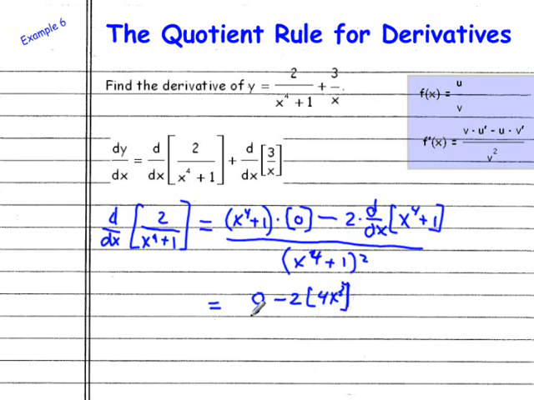That is all over x to the 4th plus 1 being squared. And then we see, of course, that results in just a negative 8 x to the 3rd over the binomial x to the 4th plus 1, the quantity squared.